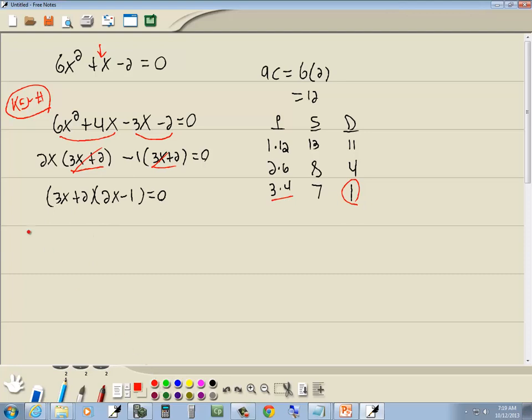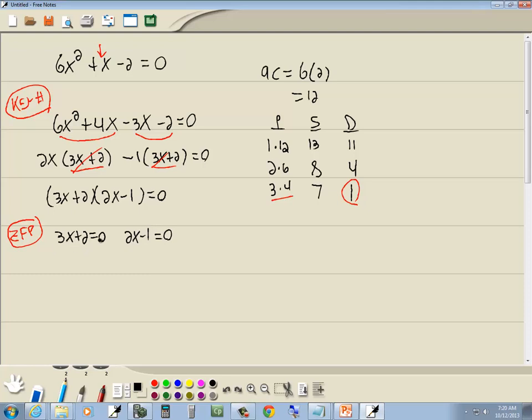Okay, now we're ready for the zero factor property. Zero factor property says you get 0 on one side, you factor the other side, you set each factor equal to 0. So I'm going to set 3x plus 2 equal to 0, and I'll set 2x minus 1 equal to 0. Now we want to solve each one of these.